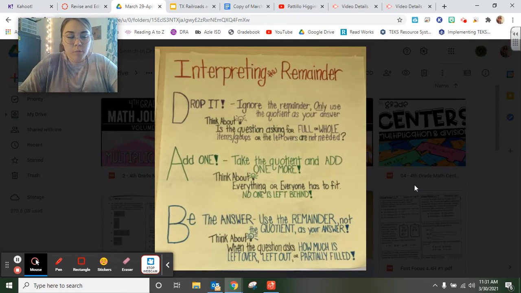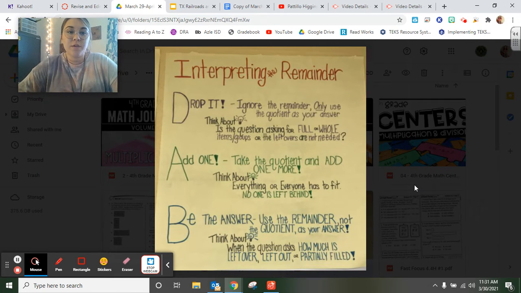This is where a word problem is going to ask you basically what the remainder means. And when we are thinking about what the remainder means, we think DAB. And I know you guys know how to dab because it was a really popular dance just a little bit ago. It still is. A lot of you guys still dab all the time. So we are going to talk about DAB.